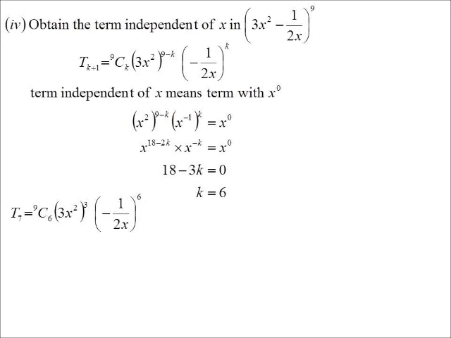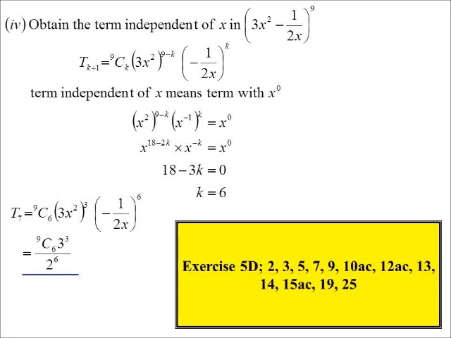So subbing in, we'll get 9C6, 3x squared cubed, minus 1 on 2x to the power of 6, which unsimplified is 9C6, 3 cubed, 2 to the power of 6. All right, so that's playing with the actual general term expression and what have you.